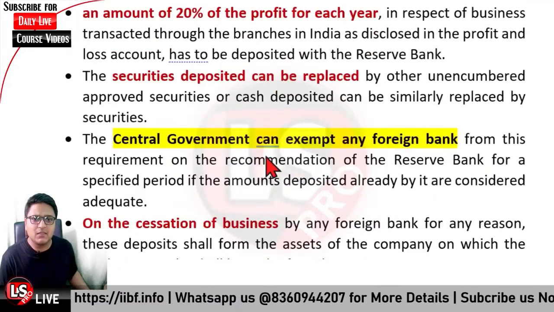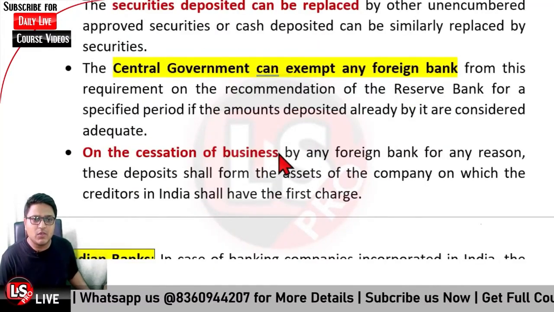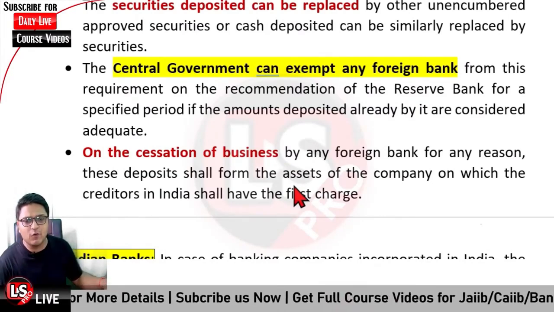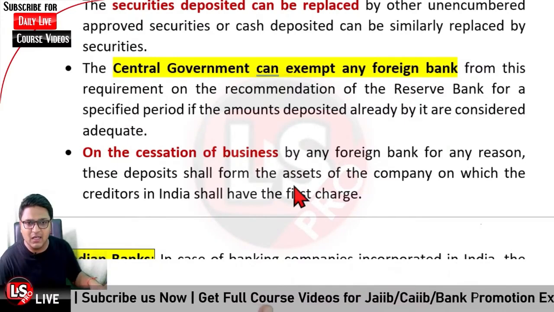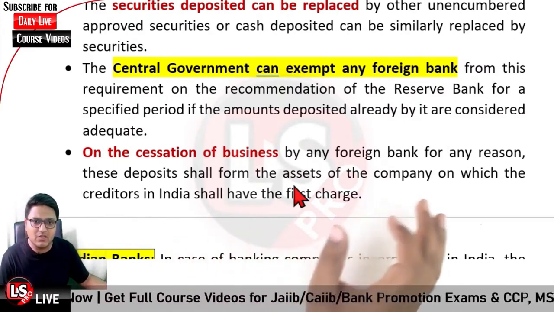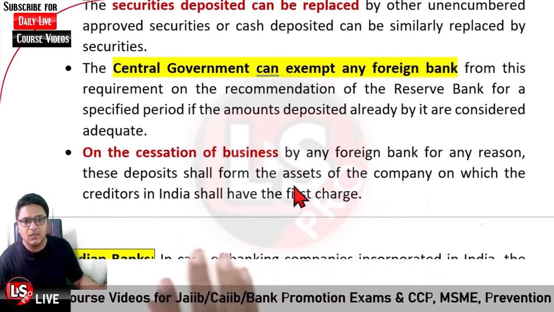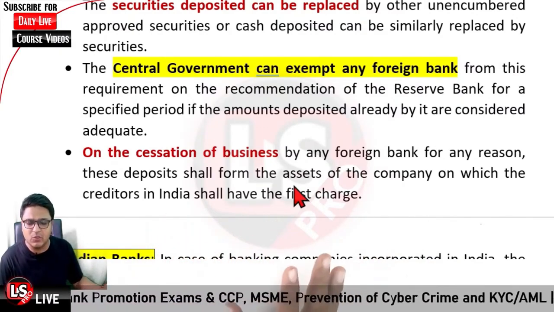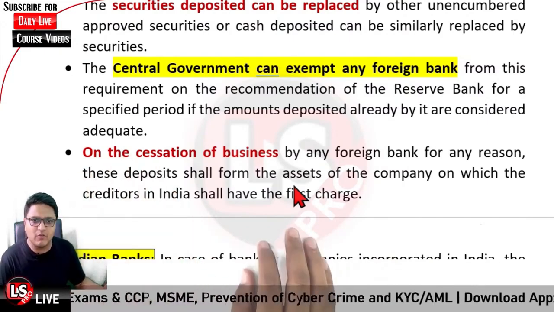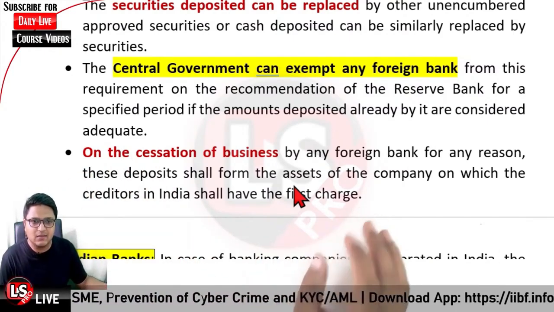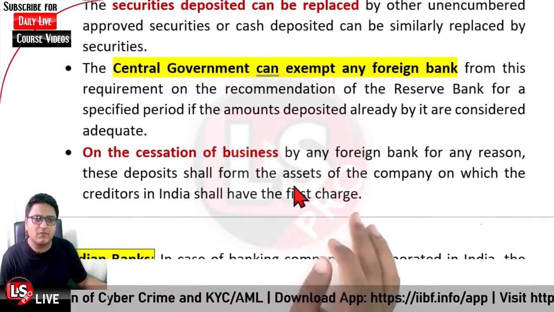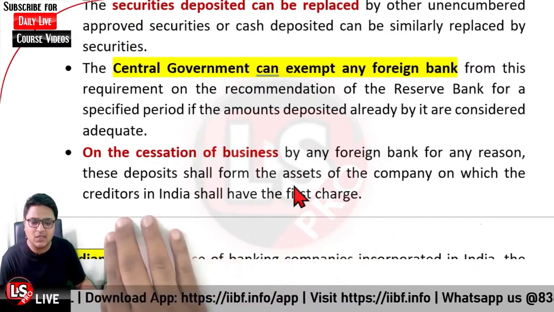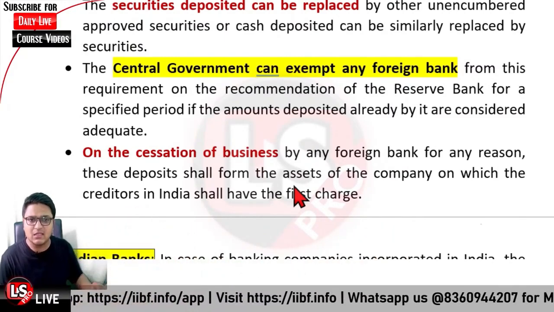Then it is regarding the cessation of business. On the cessation of business, it could be the case that a foreign bank which was earlier operating in India has already ceased its operations in India. In that case, the deposits and any form of assets which the company has already deposited with the Reserve Bank of India, in that case the creditors in India will have the first charge. Who are the creditors? Depositors and investors are the creditors of the bank.